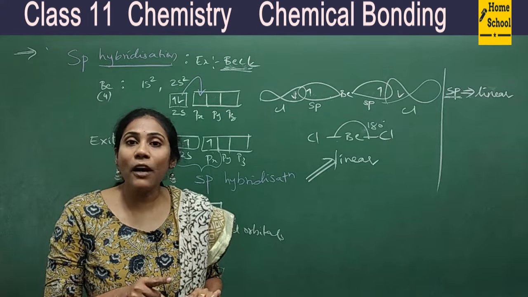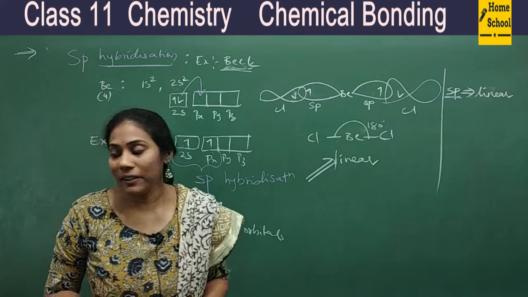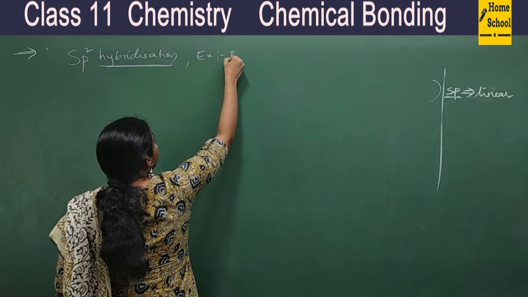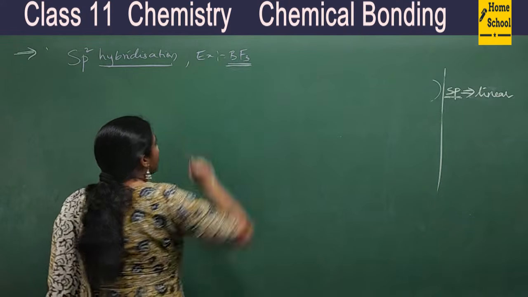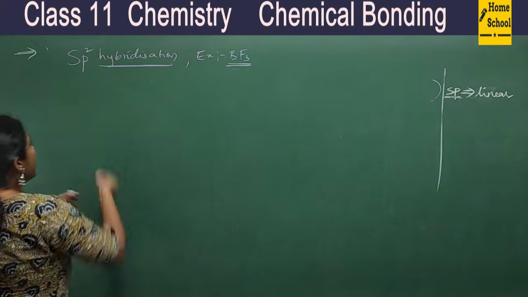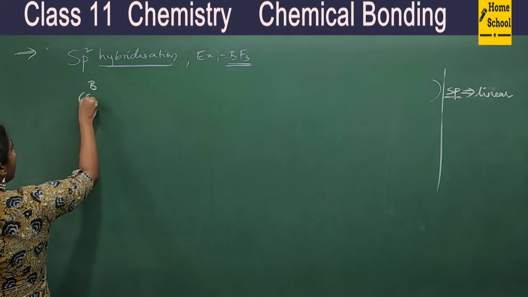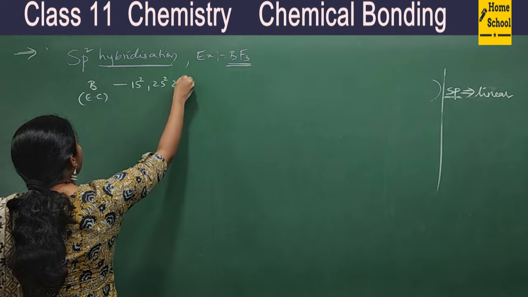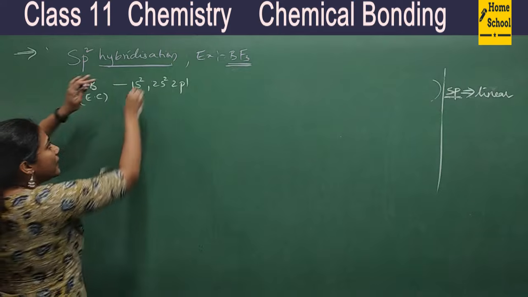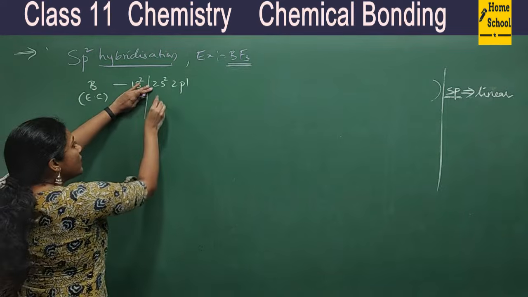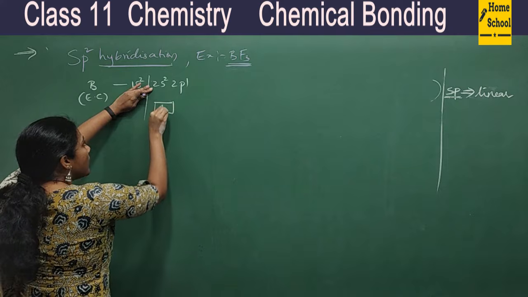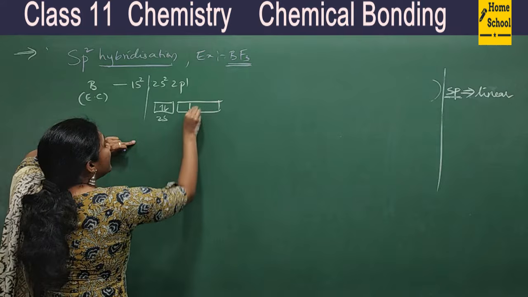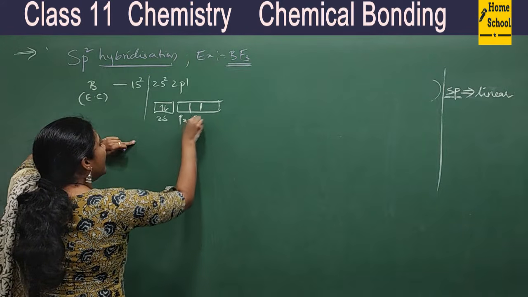Now let us learn about sp2 hybridization. For sp2 hybridization, I take the example of BF3. So let us understand the formation of BF3. So B is the central atom. Its electronic configuration is 1s2, 2s2 and 2p1. So let me put the orbital diagram here. I'll consider only the valence shell. So the valence shell has one s orbital, this is the 2s orbital with 2 electrons, and you have 3 p orbitals, px, py and pz.